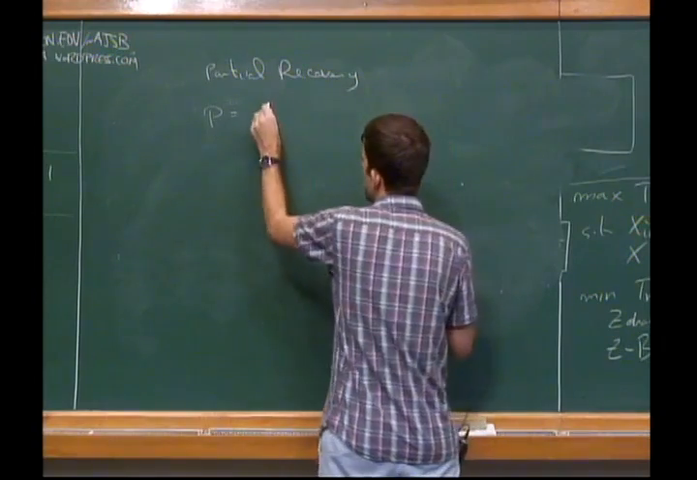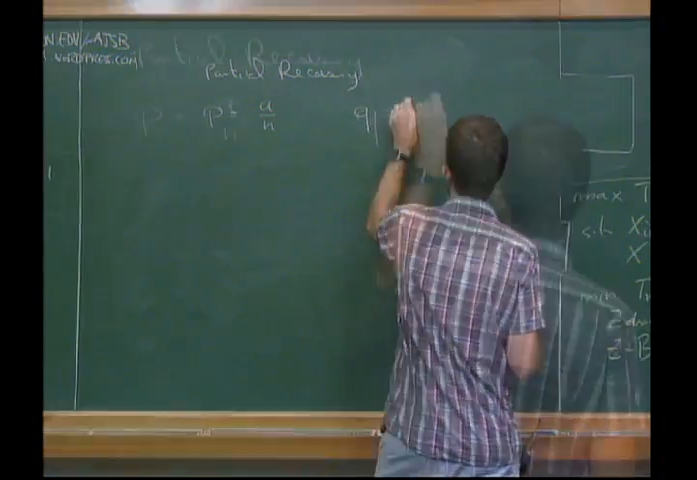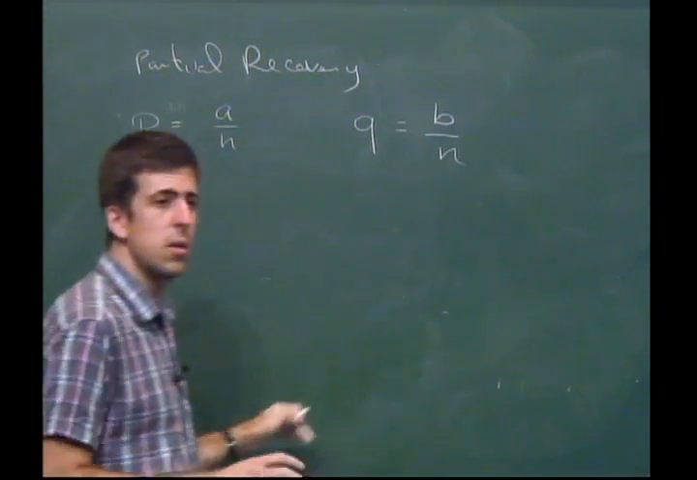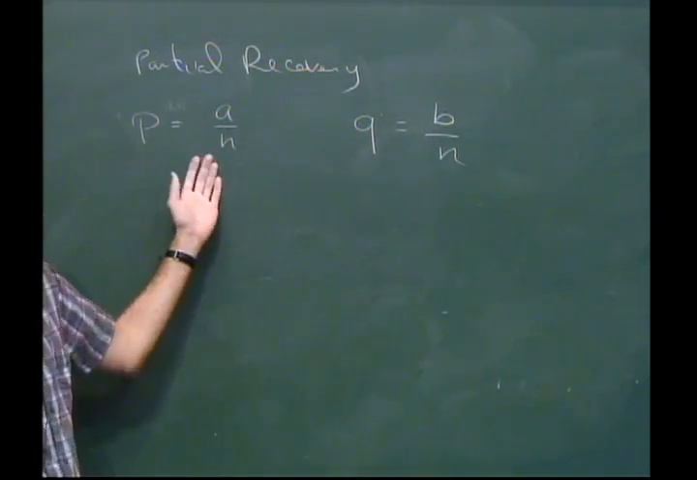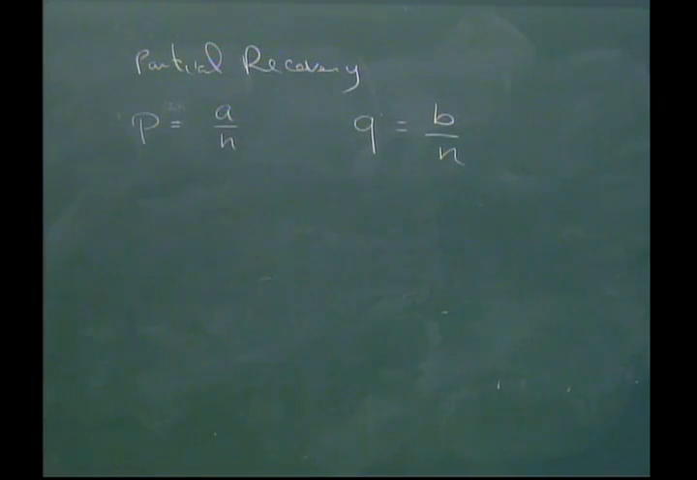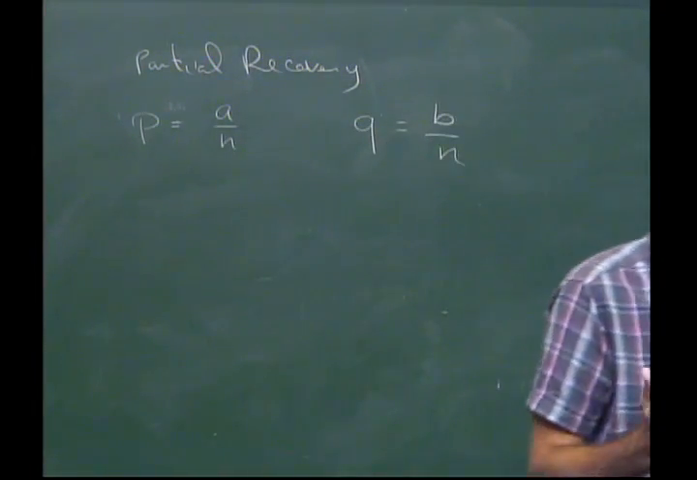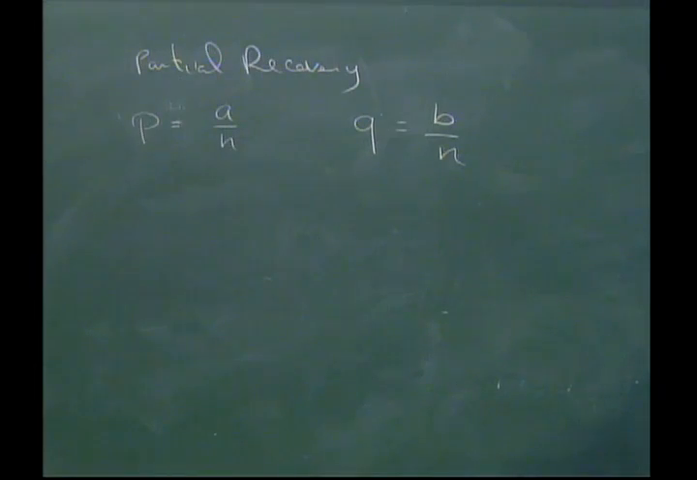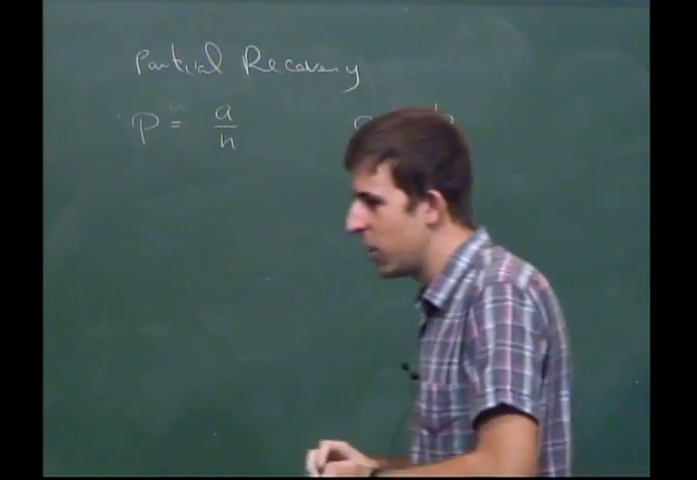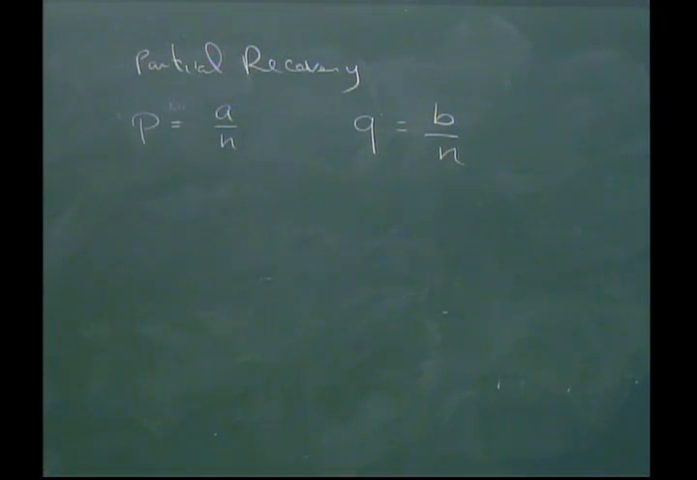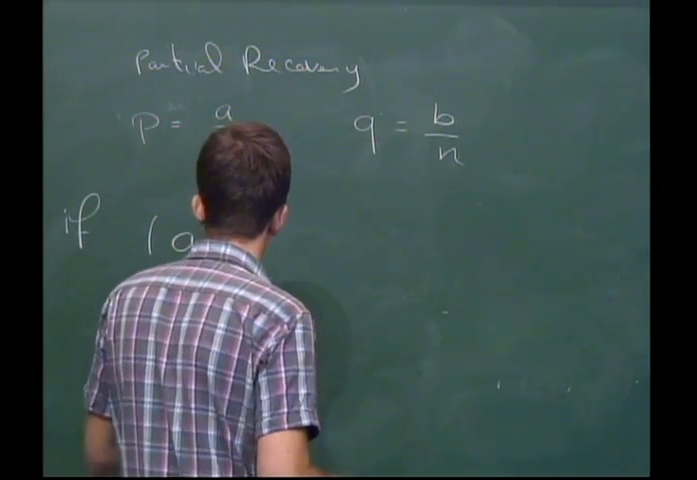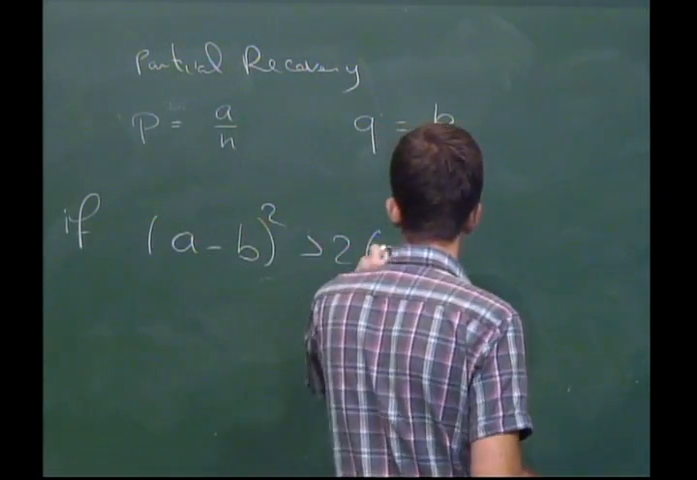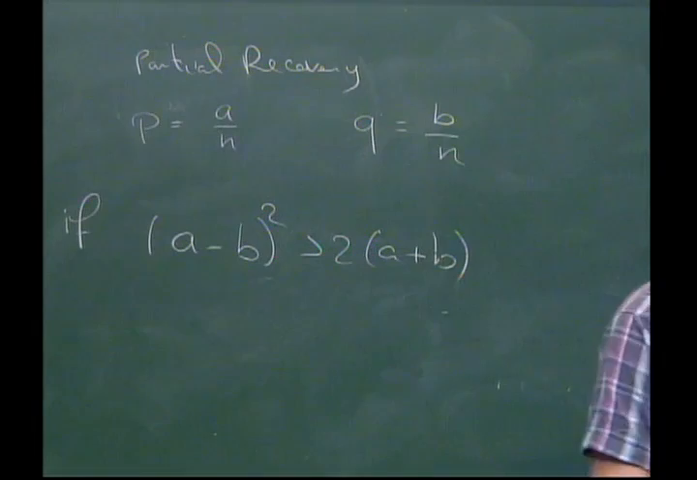the right regime for partial recovery is P being a over n, and Q being b over n. If you're below this, the degree is almost always 0, but this way the average degree is like a and b, so it should be the right regime. And in fact, some physicists some years ago made some bold conjectures. They conjectured that in this model, if a minus b squared is bigger than 2 times a plus b, something like this, just make sure.